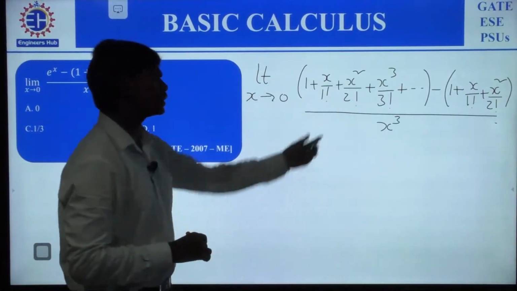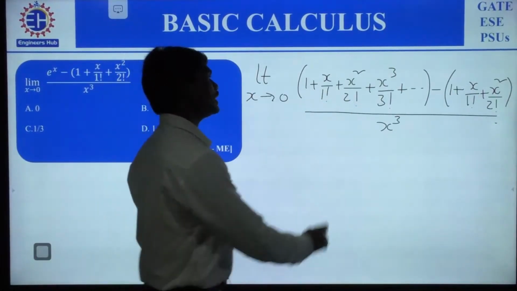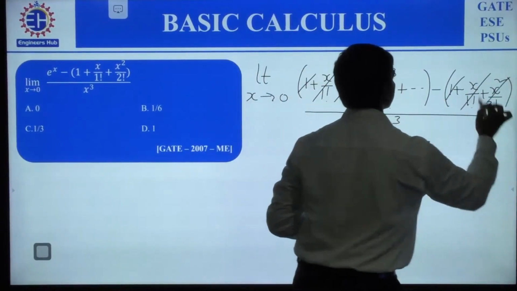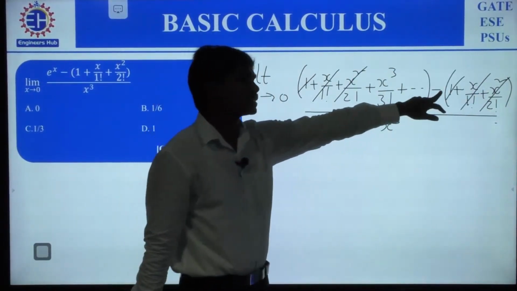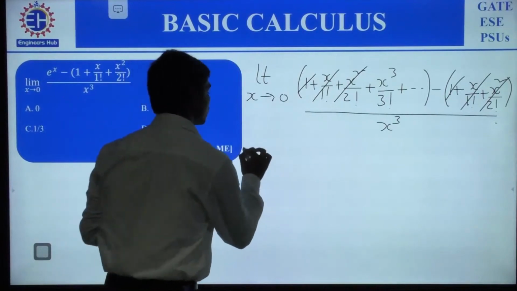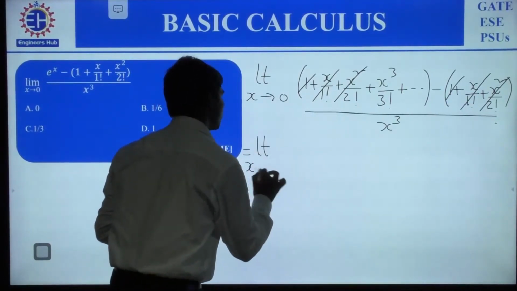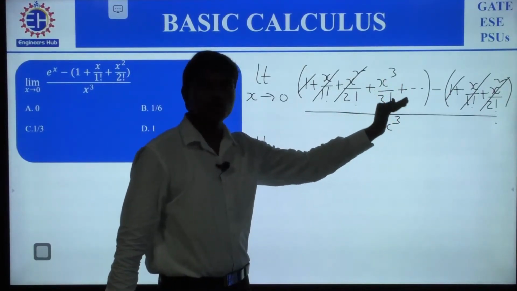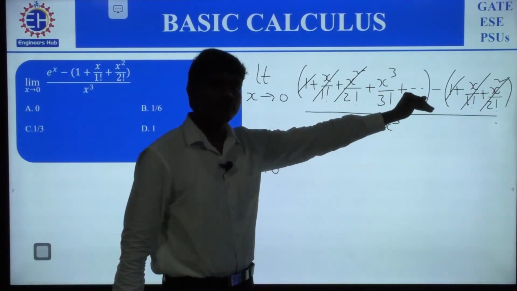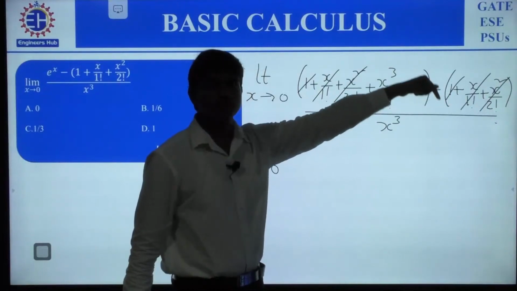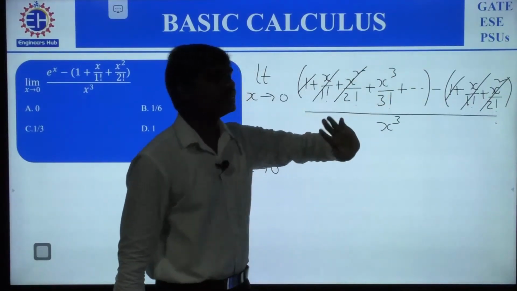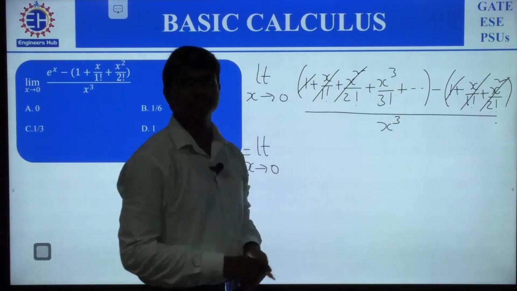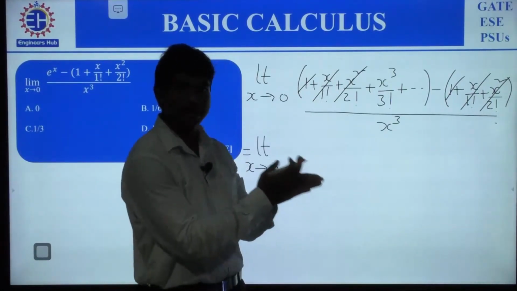Because once you know the expansion of e power x, now if you see clearly, these first 3 terms are common in both. Correct? So we can cancel them because there is a minus sign over here. Now see carefully. This is x cubed by 3 factorial. What could be the next term? It's x power 4 by 4 factorial. And the next term beyond that could be x power 5 by 5 factorial. Which means from the terms starting here, every term has x cube in the numerator, and we can take out that common factor.